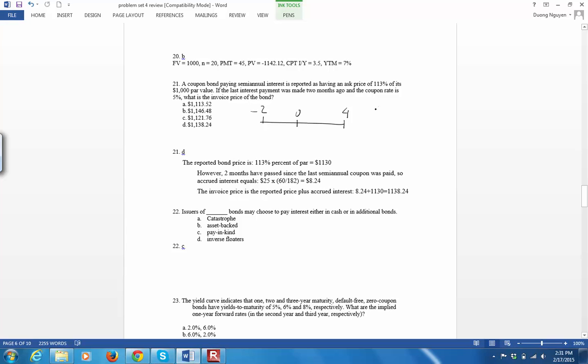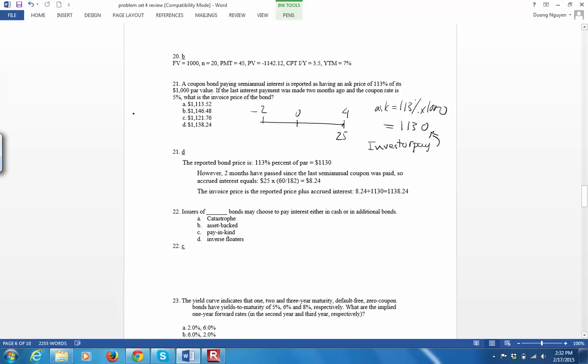Now, the ask price equal to 113% of the par value, so multiply by 1000 and it equals $1130. So ask price is the price that the dealer sells or the investor buys. So if you are an investor, you will have to pay the ask price, which is $1130. However, now over here you come to the market at time 0. And in 4 months from now, you would receive the coupon payment of 5% of 1000, but it's a semi-annual coupon payment, so you receive $25.